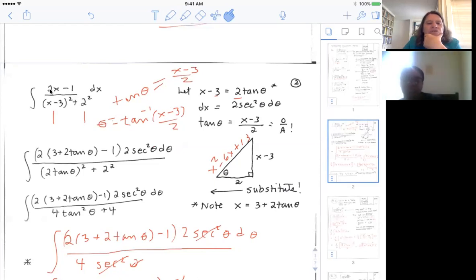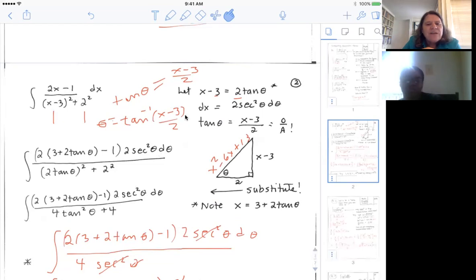I'm going to make all these substitutions using this. So the first thing I'm going to do is put in x. Well, you don't have x directly, but you have x minus 3, so all I'm going to do is add 3 to both sides. So I'm going to put in 3 plus 2 tangent theta. So I just put in 2 tangent theta plus 3 in there, minus 1. My dx was 2 secant squared theta d theta.